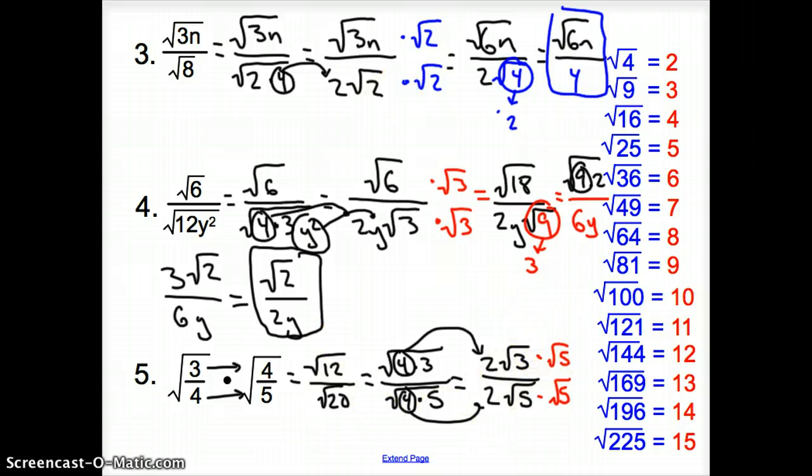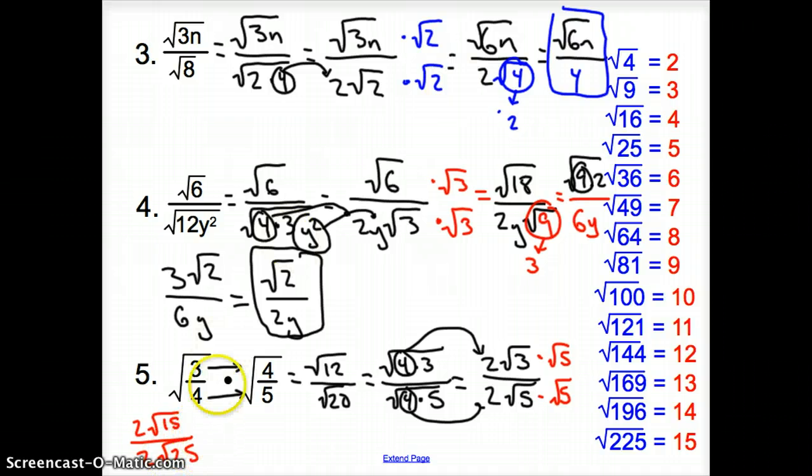Rewriting it all the way over here, it is 2 times the square root of 15 all over 2 times the square root of 25. The square root of 25 turns into what?